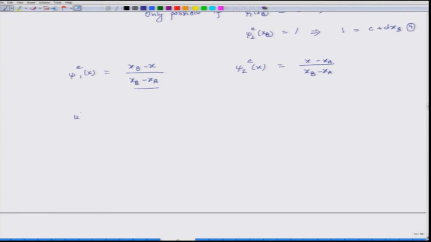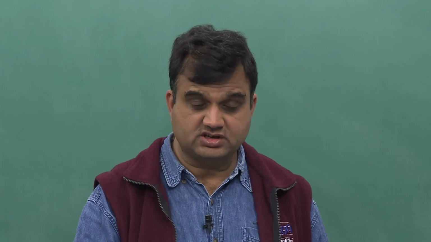So, now that I know this, my u for the eth element, which is a function of x, is equal to u1e psi 1e of x plus u2e psi 2e of x. Okay. So, we will conclude this discussion here, and we will continue this discussion on interpolation functions or approximation functions in the next lecture also. Thanks.